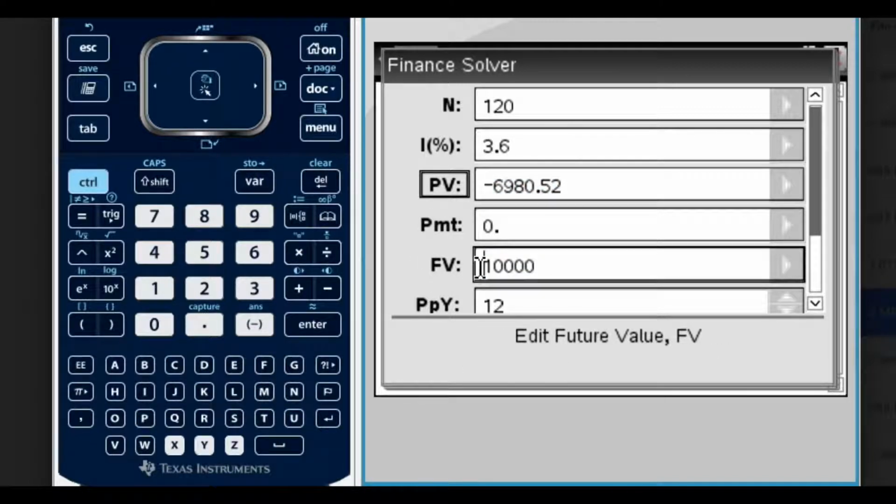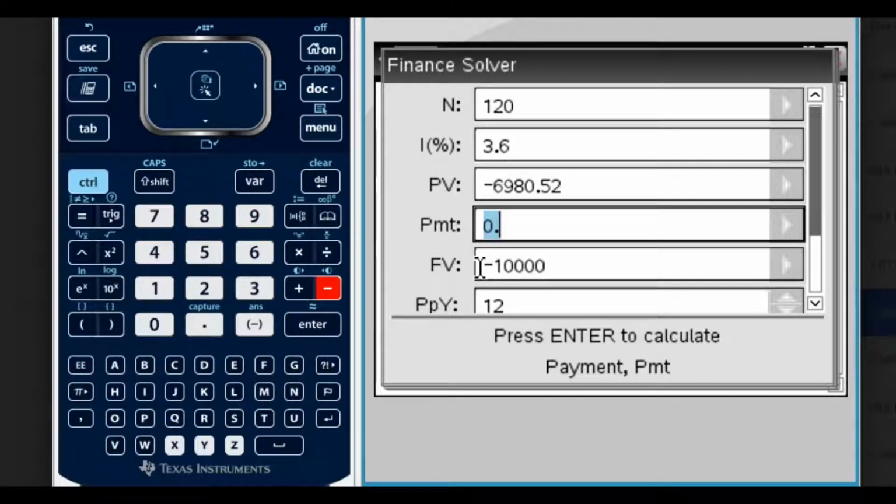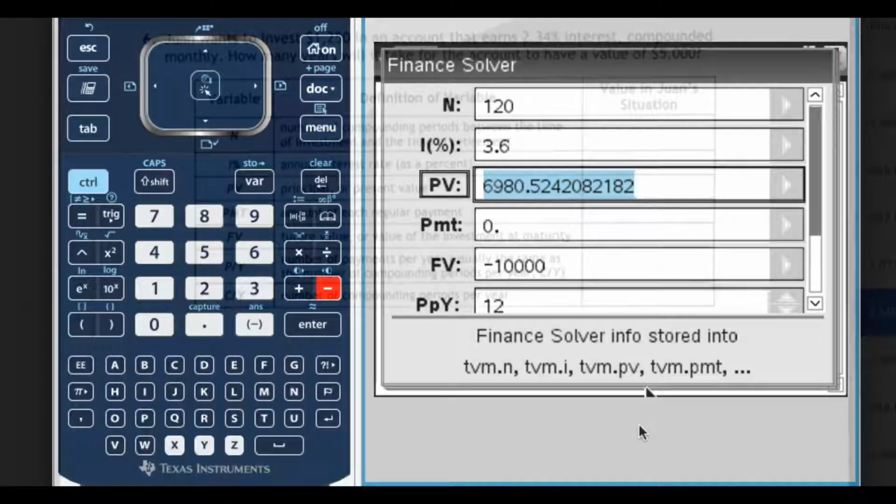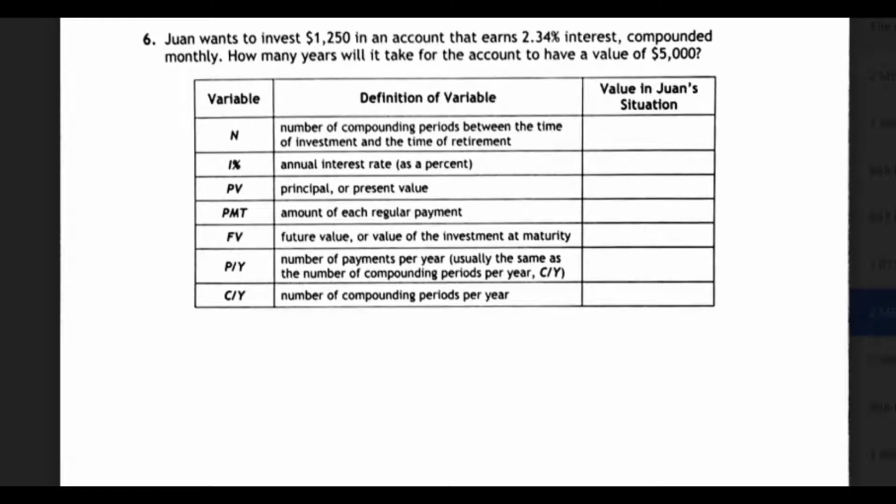Now, again, notice future value and present value are opposite signs. If I was to go down to future value, make it negative, and then solve for present value, it would give me the exact same absolute value answer. In this case, it gives me a positive because present value and future value need to be opposite signs. Just another quick example here.